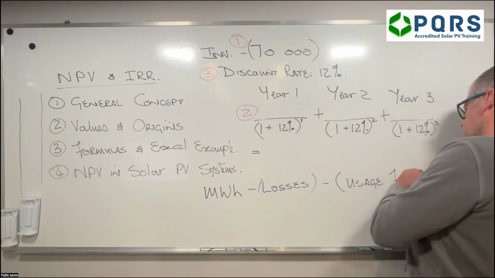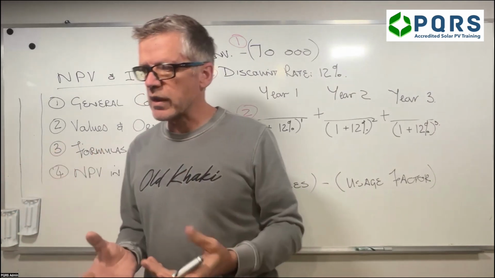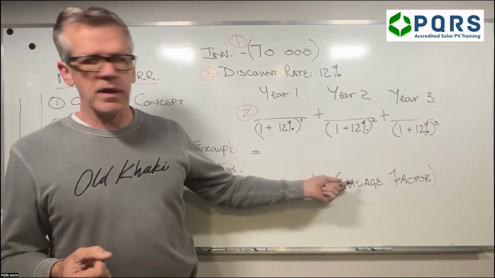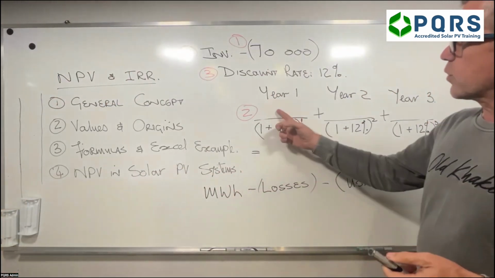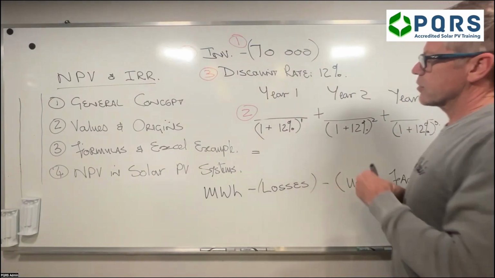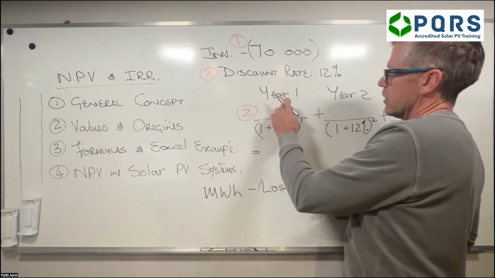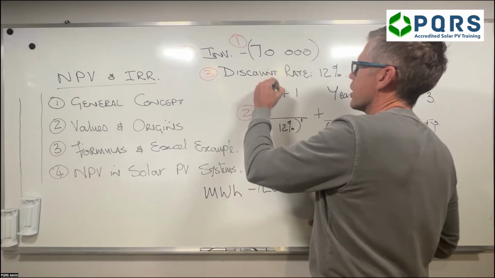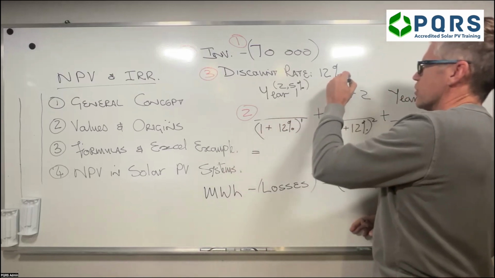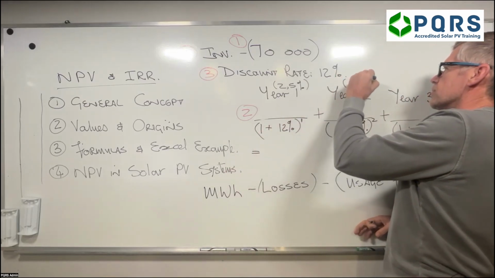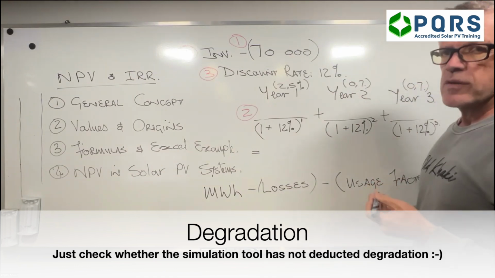Maybe the customer only works 5 days a week. Maybe they don't work over weekends, so they won't be able to benefit from the energy generated over the weekend. So the usage factor is going to determine what these values are over here. The other thing that you would also make provision for: in year one, your system is going to have 2.5% worth of degradation from the solar PV modules. In year two, it's going to be an additional 0.5 to 0.7%. In year three, it's going to be 0.5 to 0.7%.